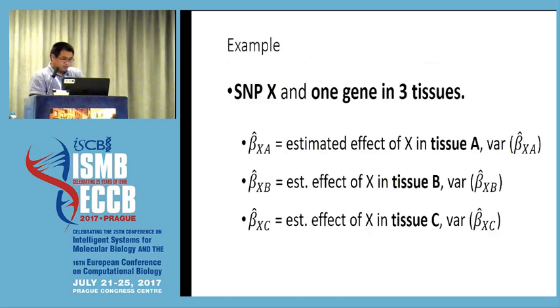So given this example, because we have the data from each of the tissues, we can estimate the effect size of X in each of the tissues. So we use beta hat XA to denote the estimated effects of X in tissue A. Similarly, you have beta hat XB and beta hat XC. Because these beta hats are estimated from the data, we can also compute their variances.